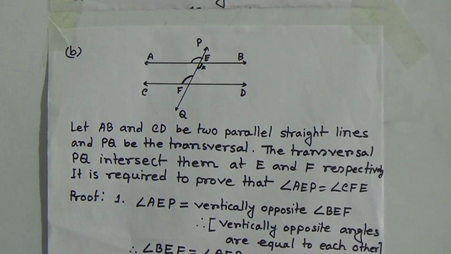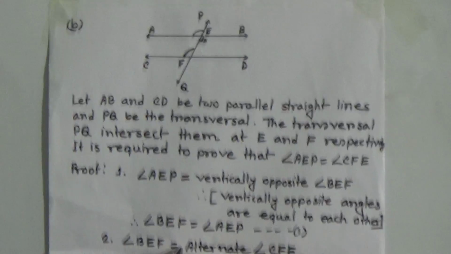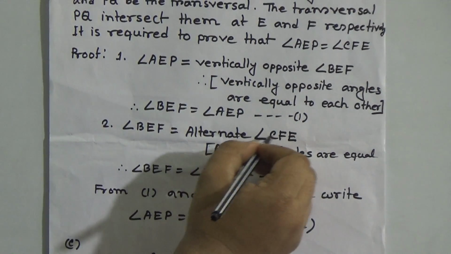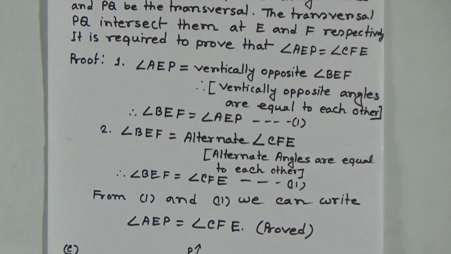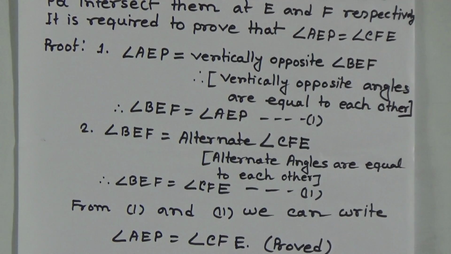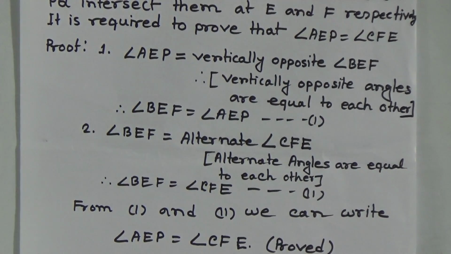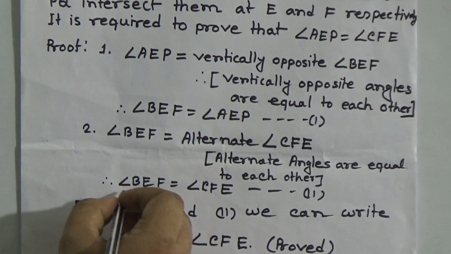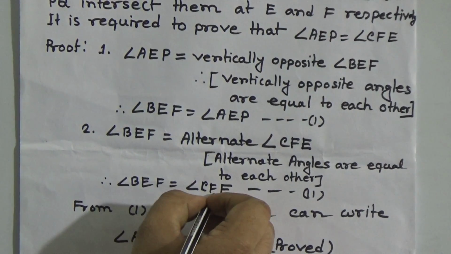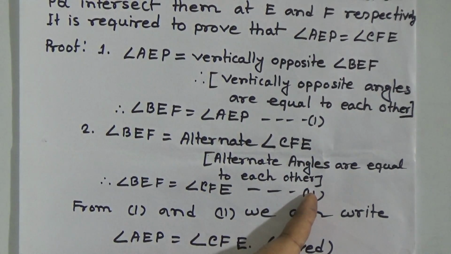Okay, so here we write angle BEF equal to alternate angle CFE. Why? Because we know that alternate angles are equal to each other. So I write this alternate angle BEF equal to angle CFE. This is equation number 2.